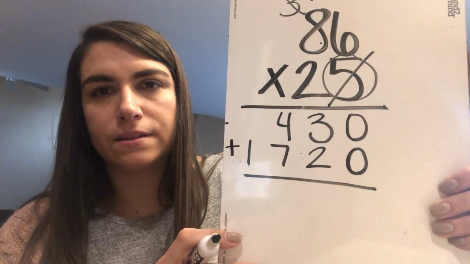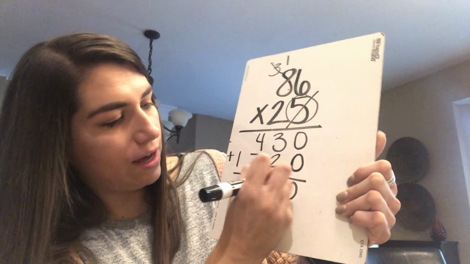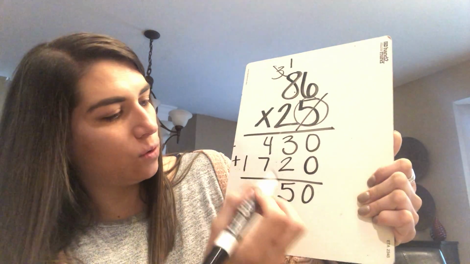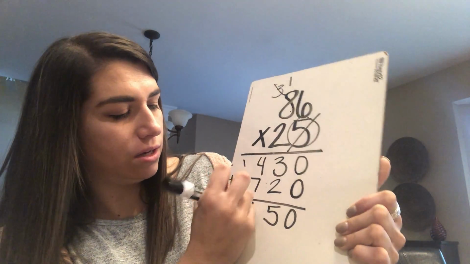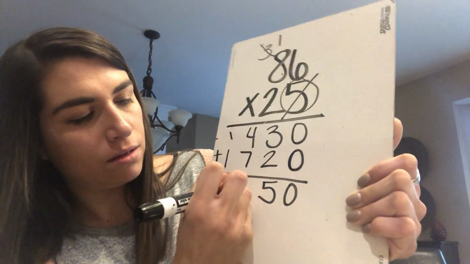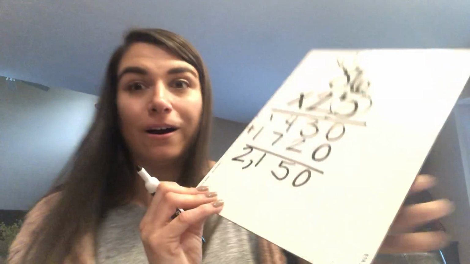And I'm going to add them together. 0 plus 0 is 0. 3 plus 2 is 5. 7 plus 4 is 11. 1 plus 1 is 2. And then that's my answer with my comma. 2,150.